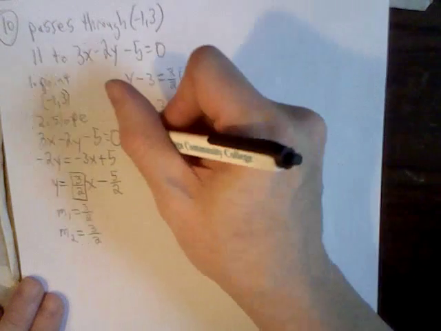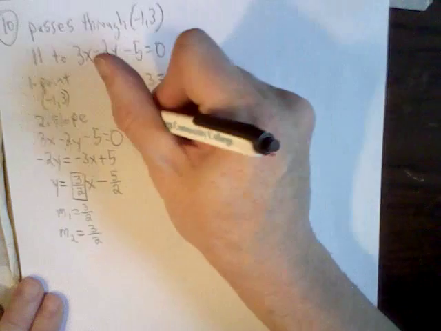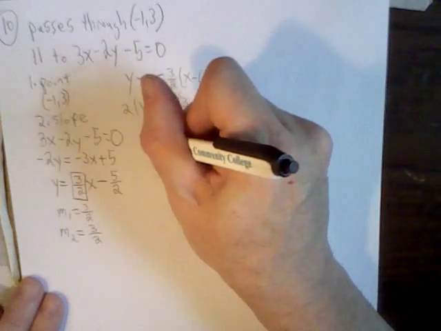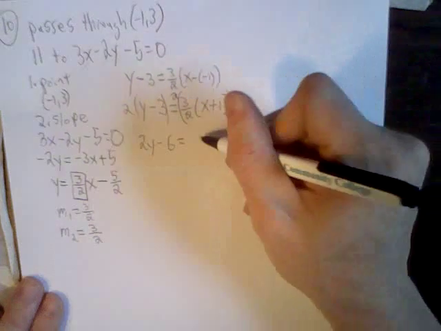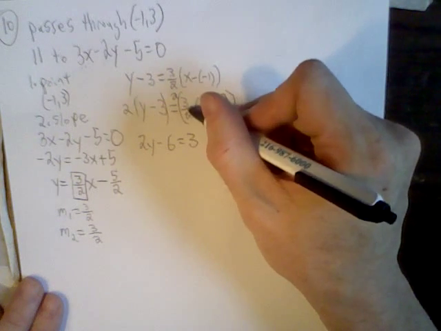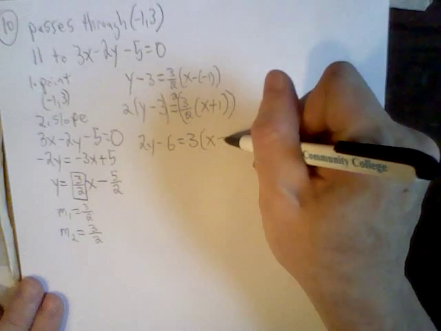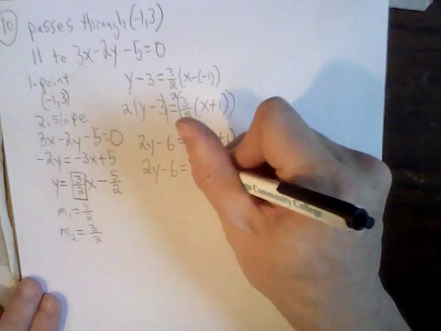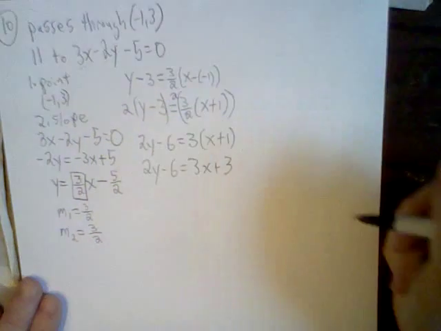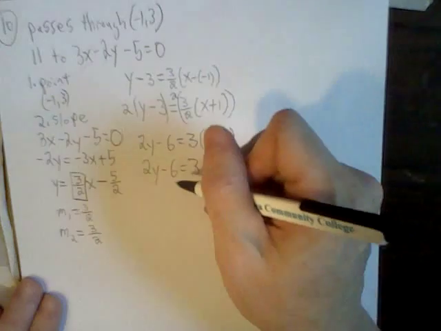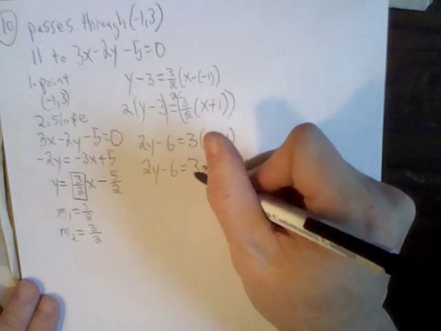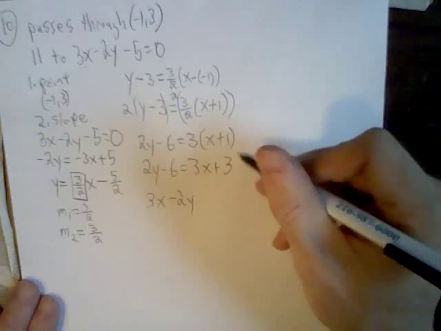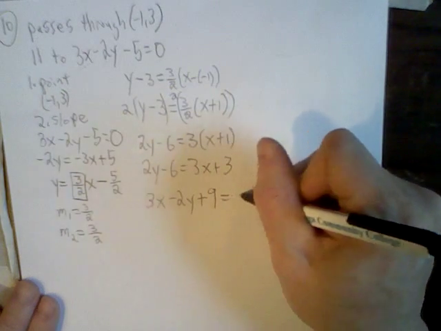So I'm going to multiply both sides by 2. Okay. So over here you'll have 2y minus 6. Over here you'll have 3. So 2 times 3 halves is 3 times x plus 1. And then I'll have 2y minus 6 equals 3x plus 3. And then I need to get everything on one side, so I'm going to move all of this over, and you end up with 3x minus 2y plus 9 equals 0.